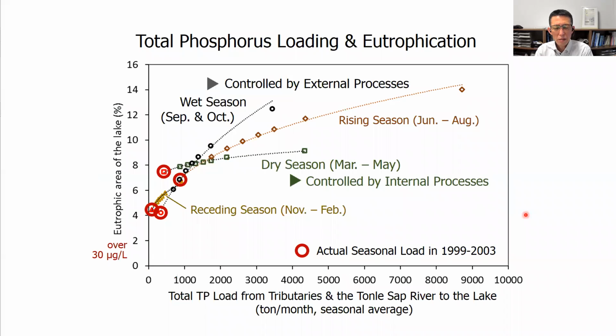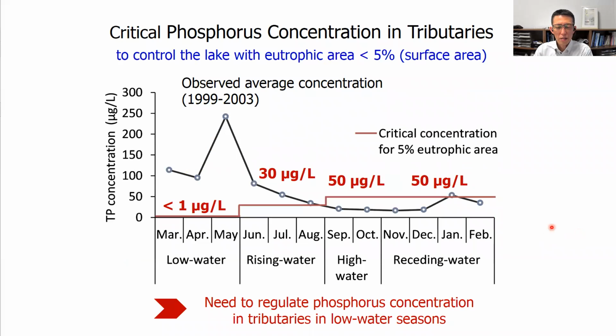Another example is like this. This shows the relation between the total phosphorus loading to the lake and the percentage area of the eutrophic part. Depending on the season, we found a different relation. But the good point is that this kind of graph can tell us what the permissible phosphorus loading is in each season. For each season, we can even calculate the maximum allowable concentration in the tributaries. So this is obviously dependent on the season.